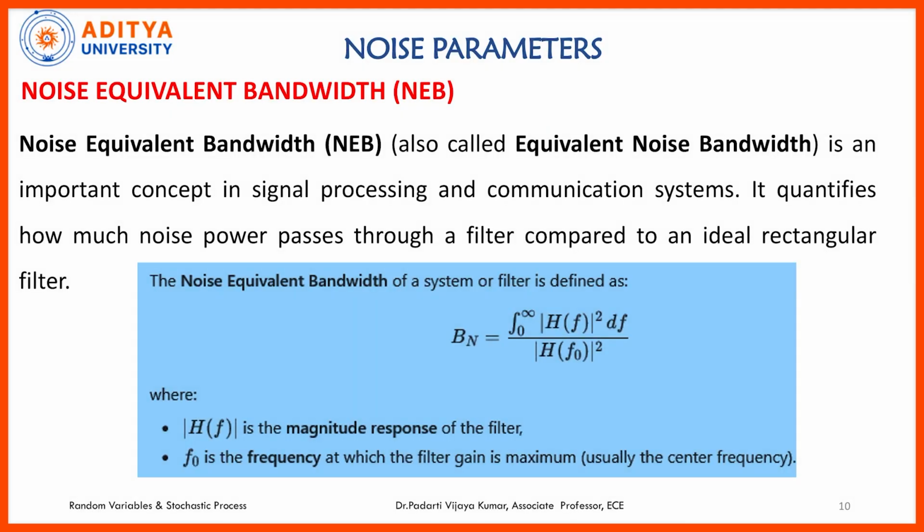And the next parameter is noise equivalent bandwidth, which is a very important parameter. It is an important concept particularly in signal processing and communication systems. We will define the noise equivalent bandwidth as it quantifies how much noise power passes through a filter when compared with an ideal rectangular filter. Mathematically it is given as the integration from 0 to infinity of |H(f)| whole square df by |H(f0)| whole square, where H(f) is the magnitude response of the filter. This is for the ideal case, this is the filter.